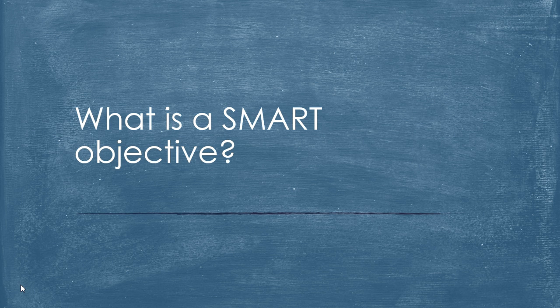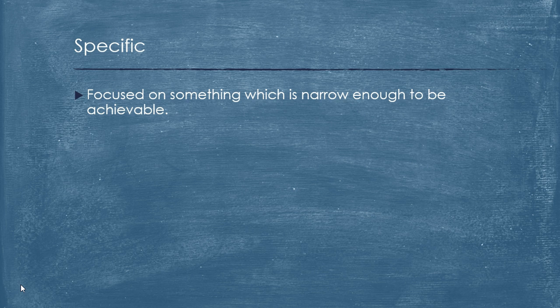So basically what we need to look at is, what does smart mean? Well, really it means specific. So the first section, S, means specific. It's focused on something which is narrow enough to be achievable. Usually it's something very finite. So for example, the college wants to achieve an outstanding grade at the next Ofsted.